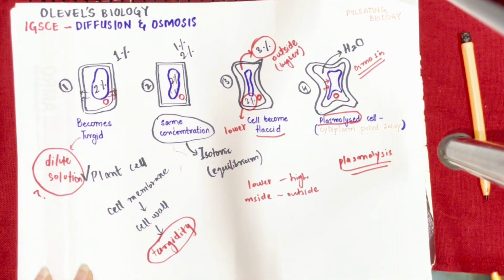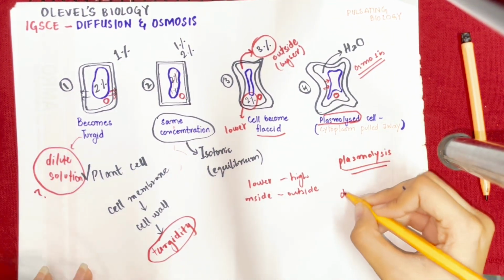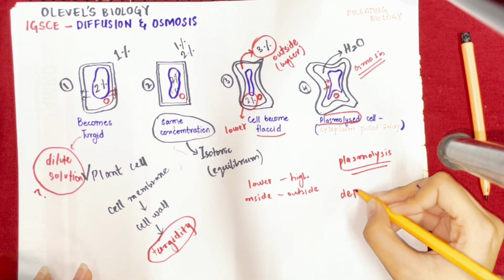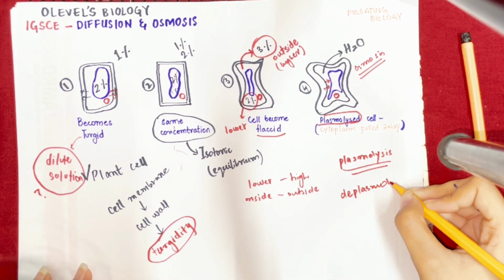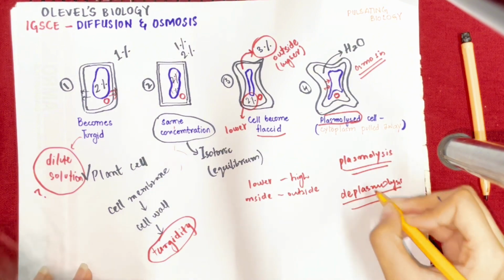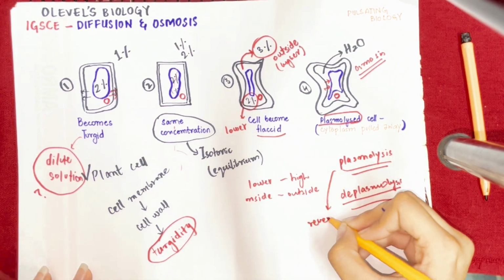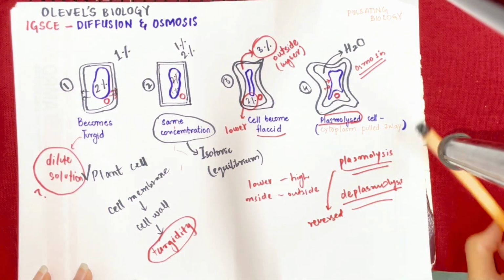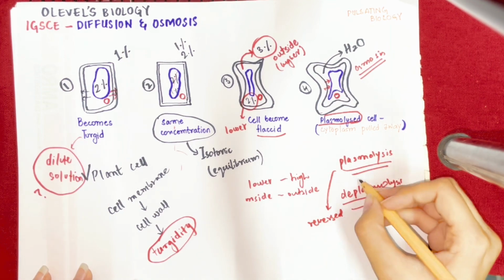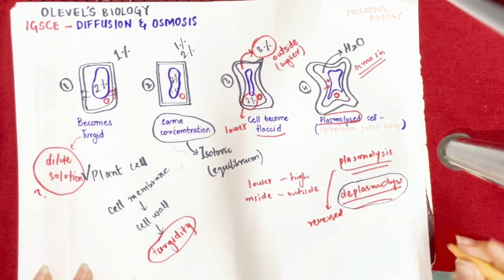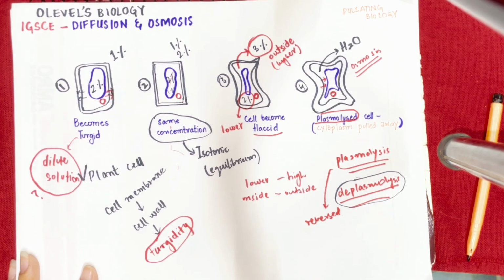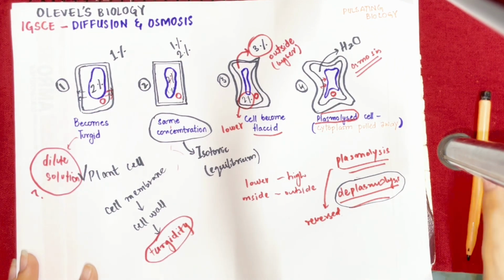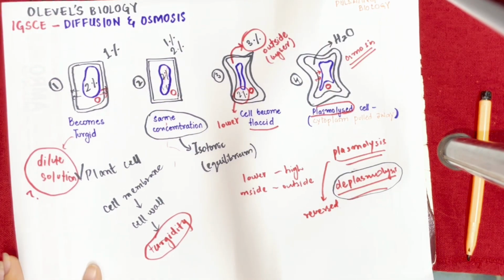You have already learned about plasmolysis. Let's discuss a small term called deplasmolysis. What does deplasmolysis mean? It means that when the condition of plasmolysis is reversed, then deplasmolysis takes place. This is a small term that is mentioned in your syllabus, so you should learn the term deplasmolysis. The reversal of plasmolysis is known as deplasmolysis.